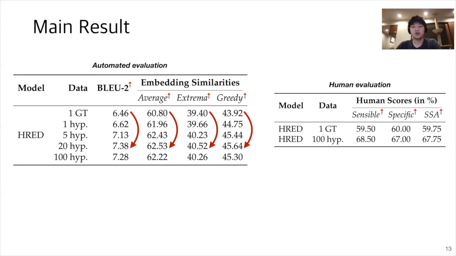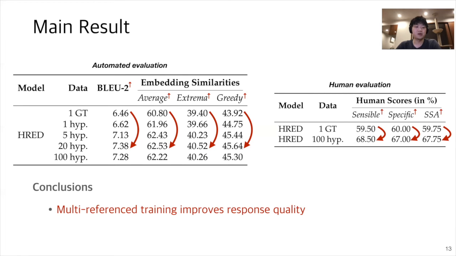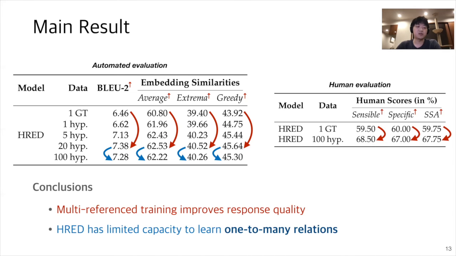And in the human evaluation, by replacing the training data from the original 1GT data with 100 generated responses, we can see a significant improvement. Therefore, we conclude that multi-reference training can improve the quality of generated responses. Another finding is that when we increase the number of generated responses from 20 to 100, there is actually a slight degradation of performance. So we suspect that HRED might not be very good at learning such one-to-many relations.